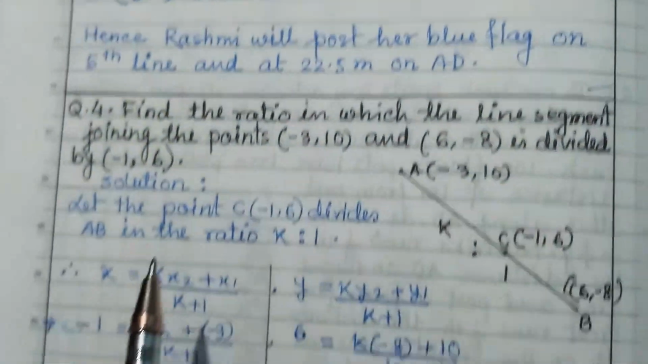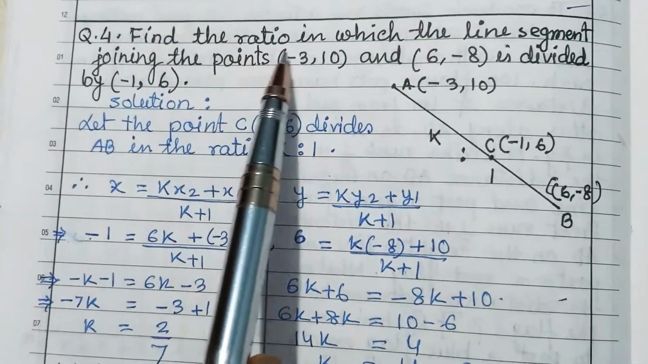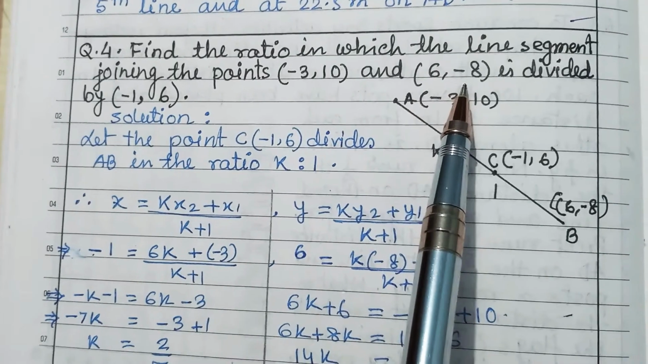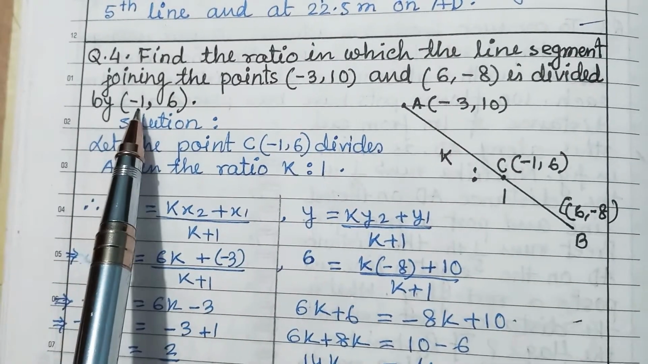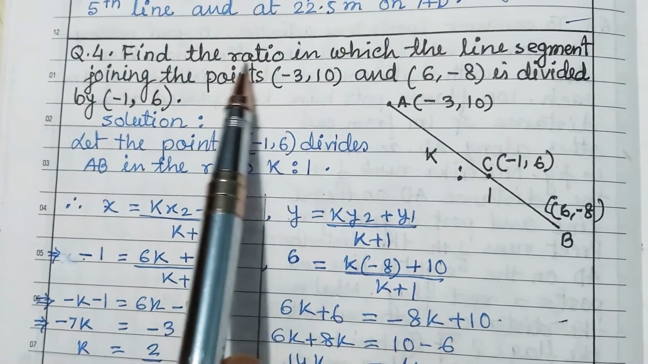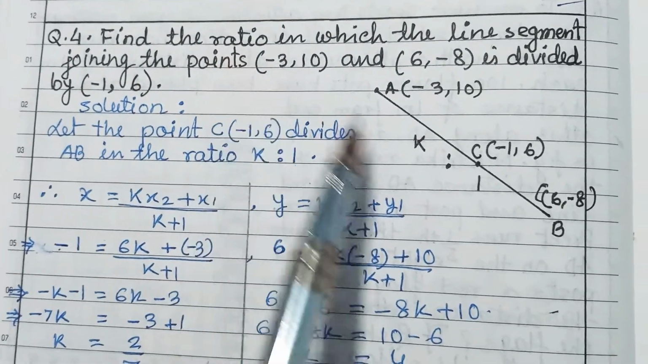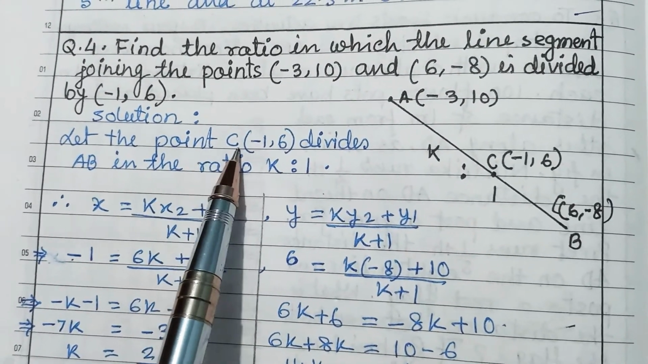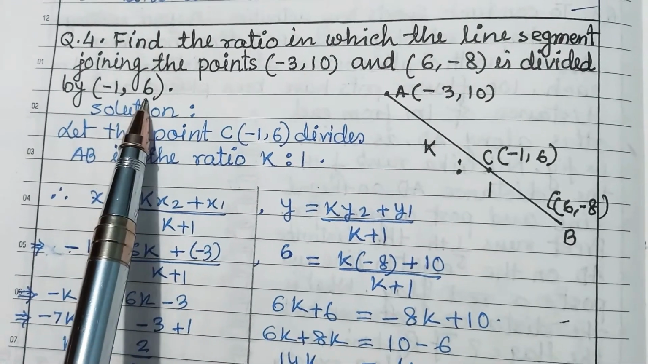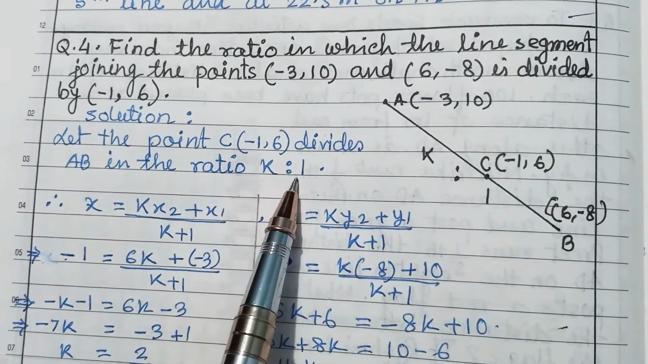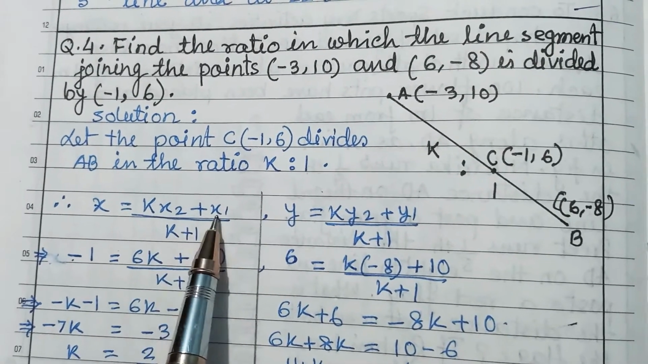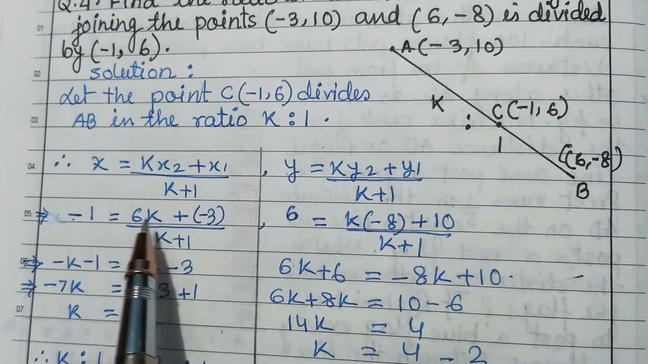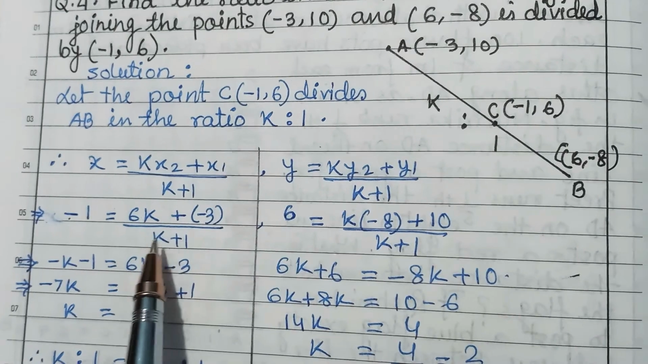Next, question number 4. Find the ratio in which the line segment joining the points (-3, 10) and (6, -8) is divided by (-1, 6). We have to find the ratio. Suppose this ratio is k ratio 1. Let the point C, which is (-1, 6), divide AB in the ratio k ratio 1. So the x coordinate is (k x2 plus x1) upon (k plus 1). Now substitute the values: (6k plus -3) upon (k plus 1).